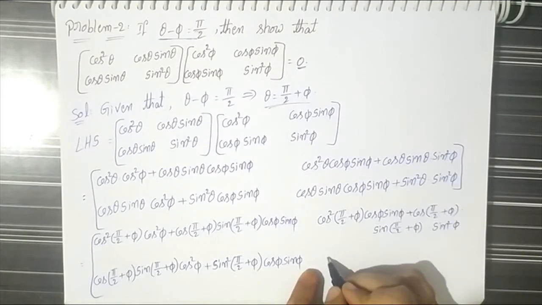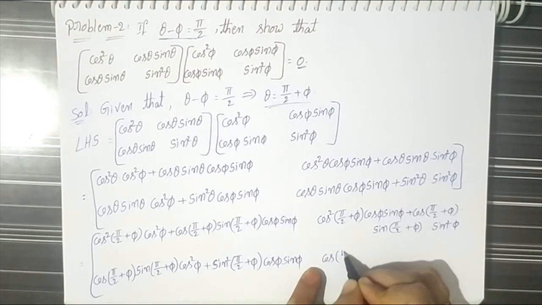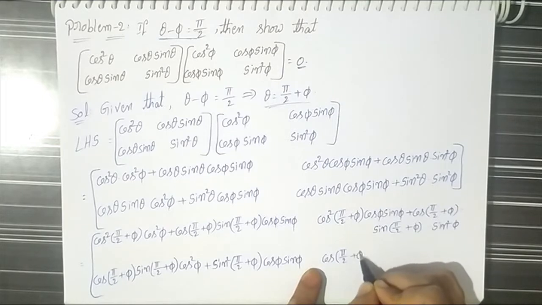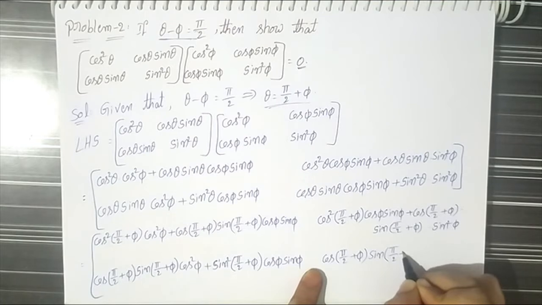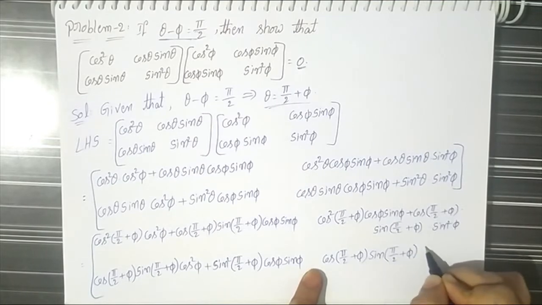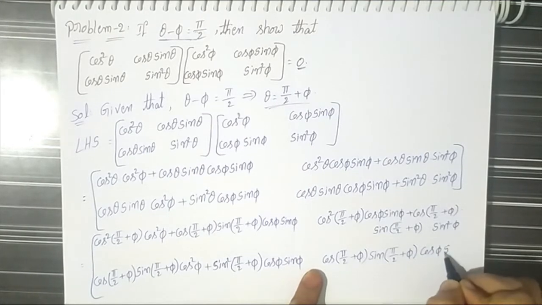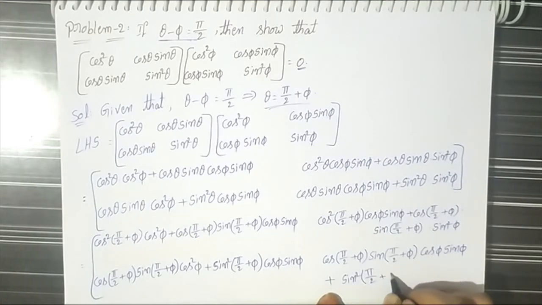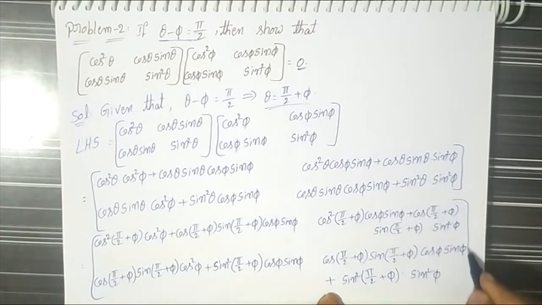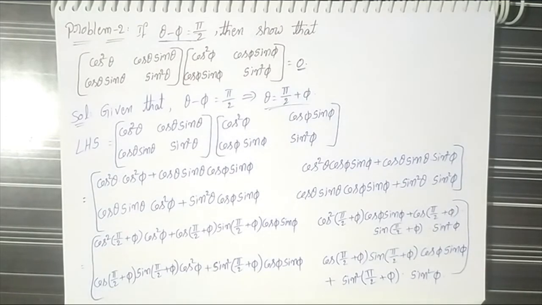And the final element is cos of (pi by 2 plus phi) sin of (pi by 2 plus phi) into cos phi sin phi plus sin square of (pi by 2 plus phi) into sin square phi. This is the final fourth element.